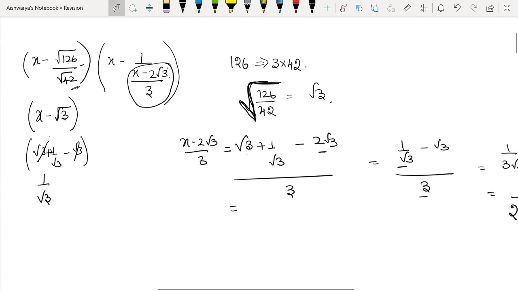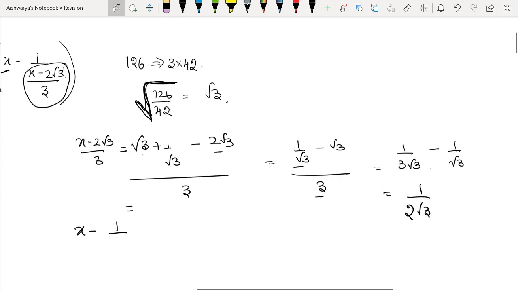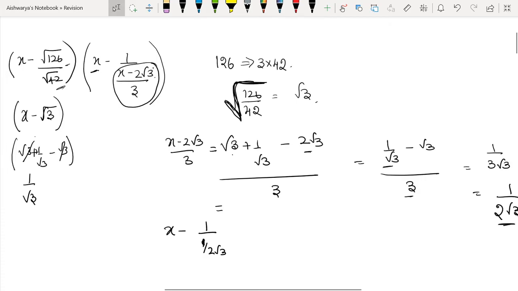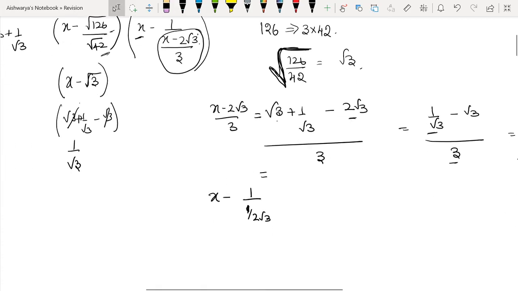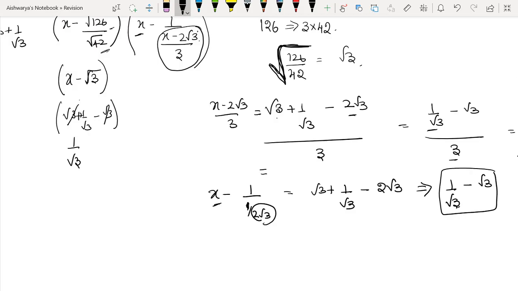Now this particular term alone is so much. Now I need to substitute it in this. Now that term is x minus 1 upon, what value do you get? 1 upon 1 by 2 root 3. This is what I got. Okay. 1 upon 2 root 3. So this is 1 divided by this value. Next step we can write it as x value is root 3 plus 1 by root 3. This we can take to the numerator. So it will become minus 2 root 3. So this will be nothing but 1 by root 3 minus root 3. So this is the value of the second term.